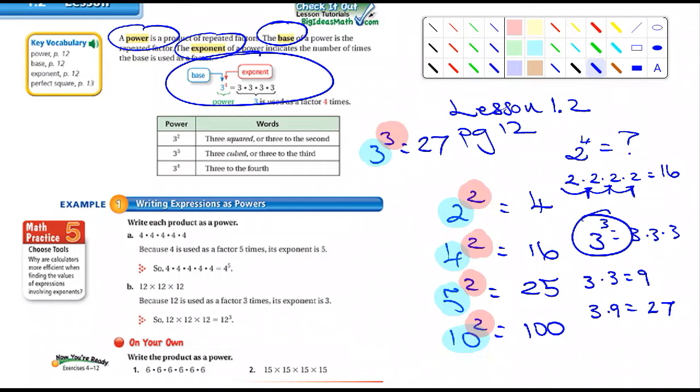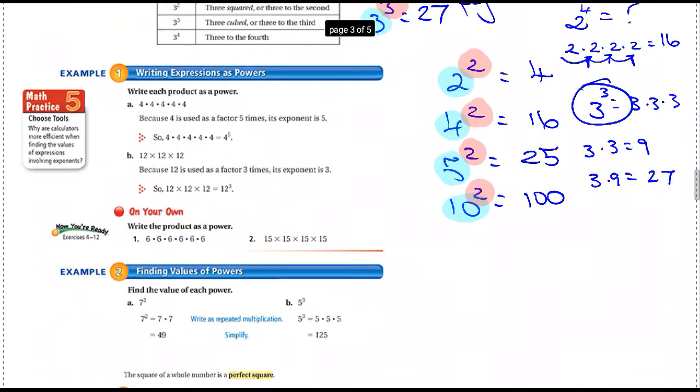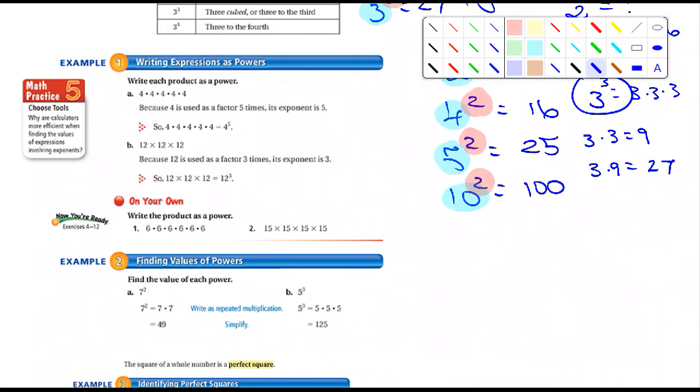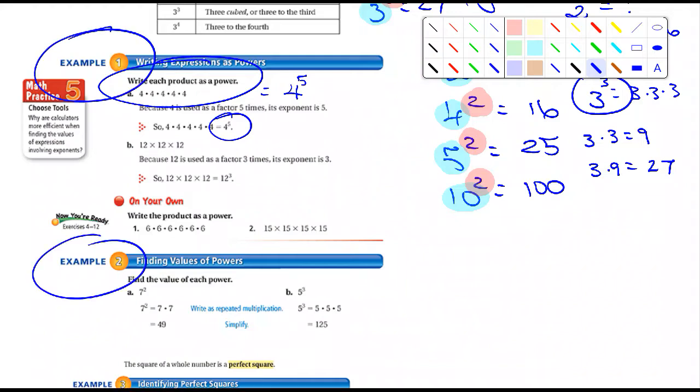Okay, let's move down a little bit here. Looking at these first examples, it says write each product as a power. Well, how many 4s do you see there that are multiplied together? 5. So that equals 4 to the 5th. And they give you that answer right there. These are examples, you guys. It even says example, example, example. So sometimes if you are working on your lesson and you don't remember what I said, you can flip back a couple pages and they may give you an example on how to solve it.